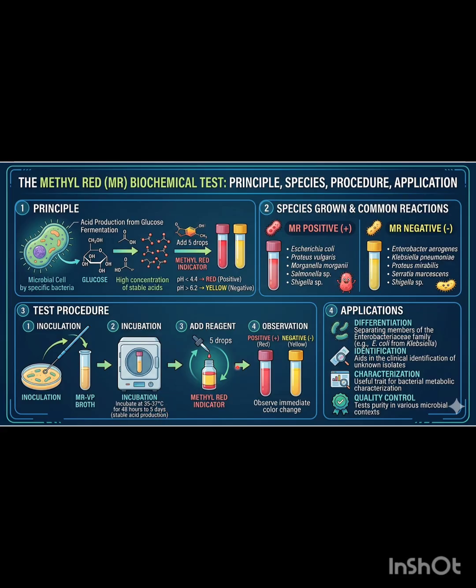Then we will be adding this methyl red indicator. After adding it, we can see the color change immediately. Red color means positive; yellow color or no color change means negative. Here the reagent's color is going to remain yellow. Okay. So what are the positive species? E. coli and Proteus vulgaris, and here also Klebsiella pneumoniae, Proteus mirabilis and Enterobacter aerogenes.